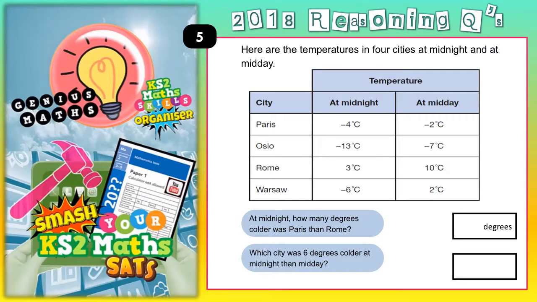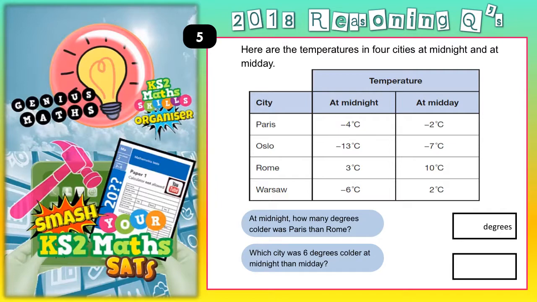Welcome SATS Busters to question 5, and this one's all about temperature. Temperature is a very common way in SATS tests of testing whether or not you know how to use negative numbers. It says, here are the temperatures in 4 cities at midnight and at midday. We've got Paris, Oslo, Rome and Warsaw. All of those cities are in Europe.